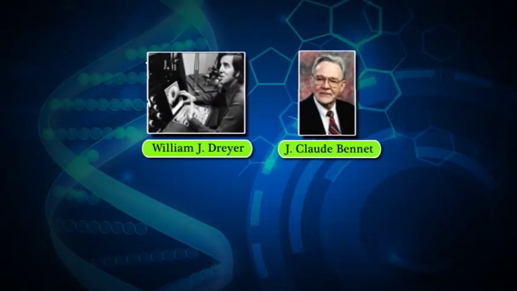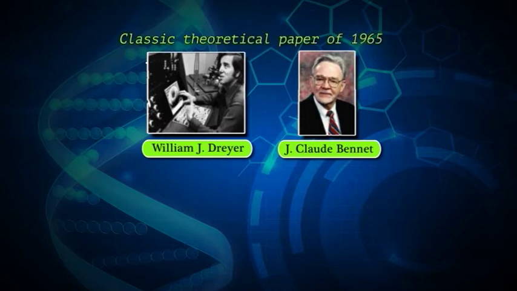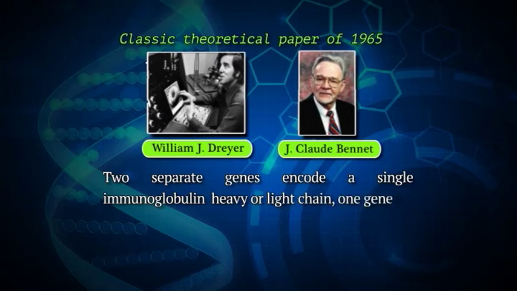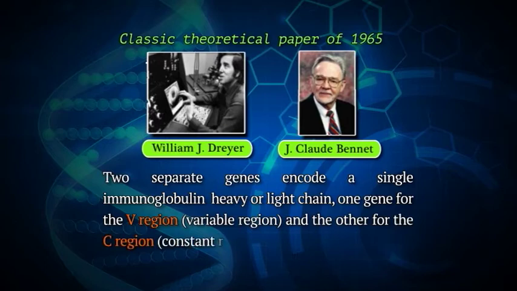Dreyer and Bennett proposed the two-gene model. Dreyer and J. Bennett suggested in their classic theoretical paper in 1965 that two separate genes encode a single immunoglobulin heavy or light chain, one gene for the variable region and the other for the constant region. These two genes must somehow come together at the DNA level to form a continuous message that can be transcribed and translated into a single immunoglobulin heavy or light chain.